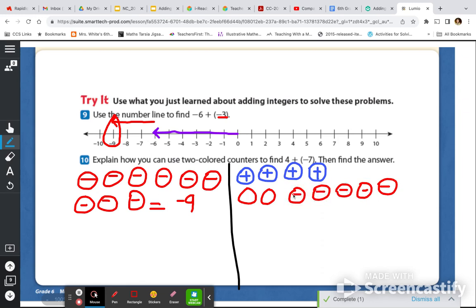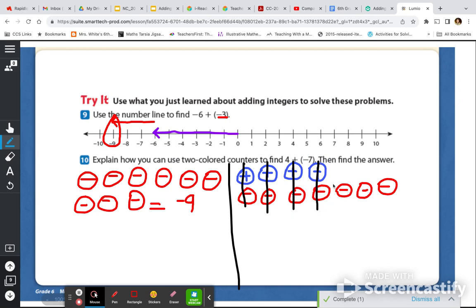And then we can see we do have some 0 pairs here because we have a positive and a negative. It makes a 0 pair. Those are opposites. And you could think, well, I have 1, 2, 3, 4 positives. If I have 4 positives and 4 negatives, oh, that cancels out because my sum is 0. That's why we did that at the beginning of this video.